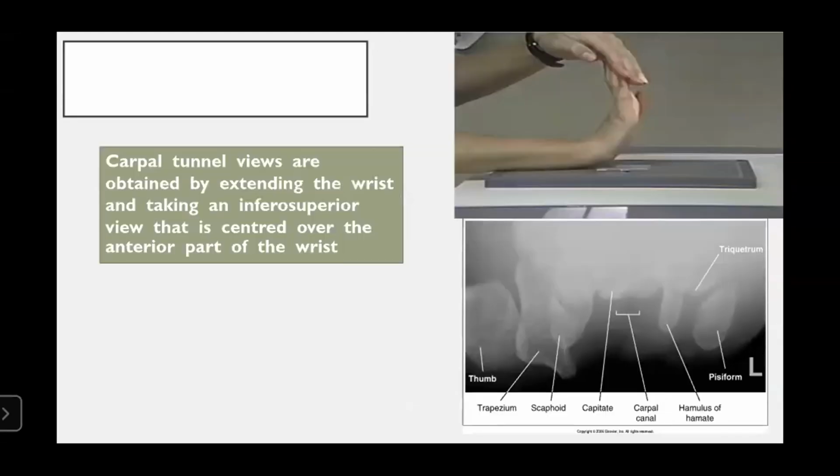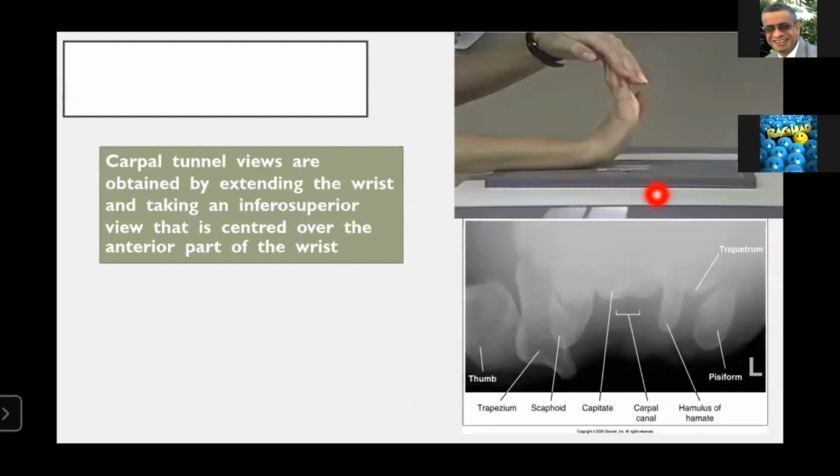The carpal tunnel view is taken by dorsiflexion of the wrist as much as tolerable and taken infero-superiorly, centered on the anterior aspect of the wrist. In this view, here we have the pisiform bone, the hook of the hamate, capitate bone, and the scaphoid bone. This space is the carpal tunnel.